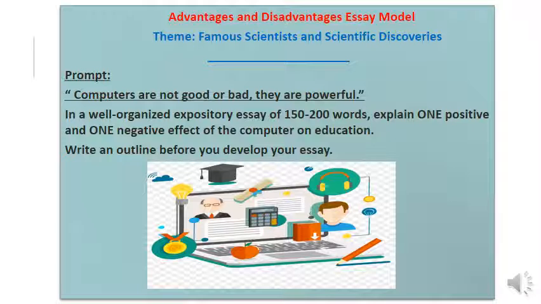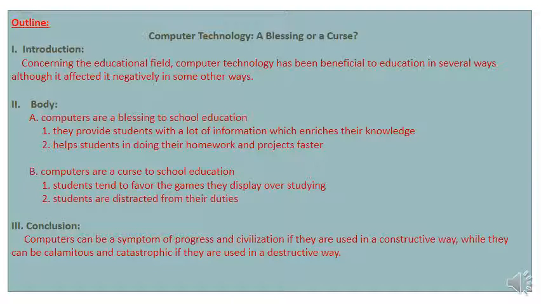Now we move to the model that we have. Of course, this essay is based on the theme. It is theme related, based on our theme, famous scientists and scientific discoveries. Okay, let's read the prompt. Computers are not good or bad. They are powerful. In a well-organized expository essay of 150 to 200 words, explain 1 positive and 1 negative effect of the computer on education. Write an outline before you develop your essay. Okay? Let's see the outline together.